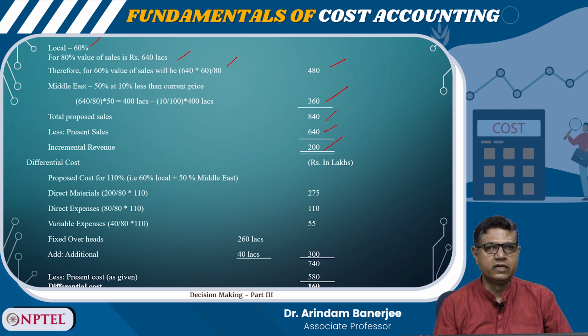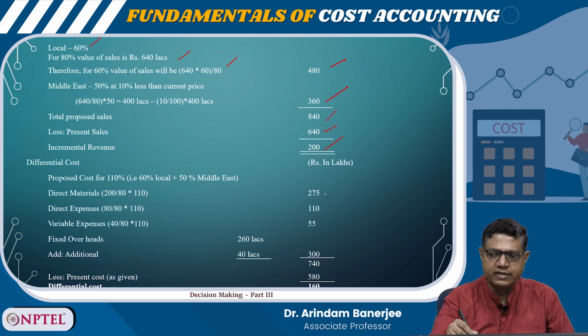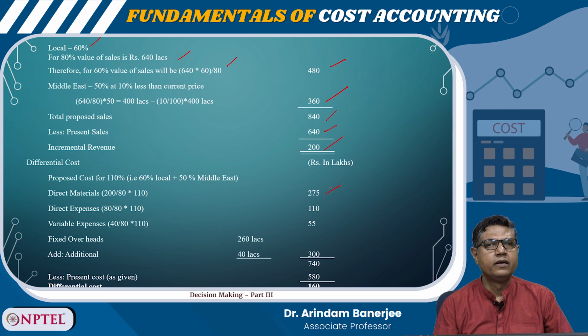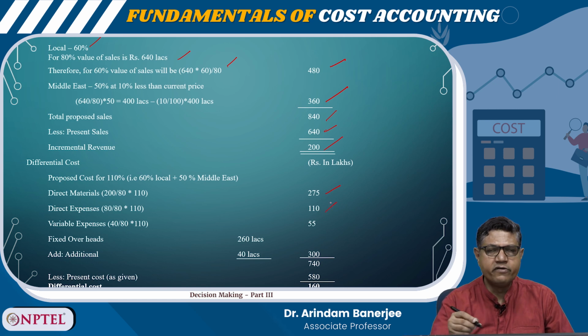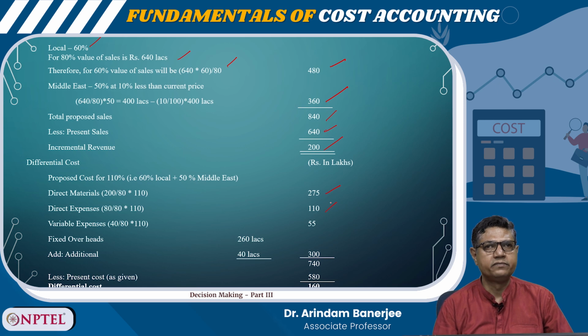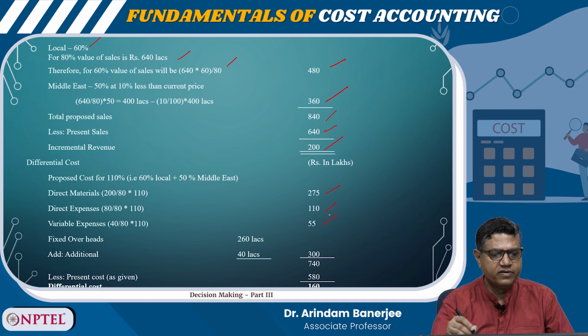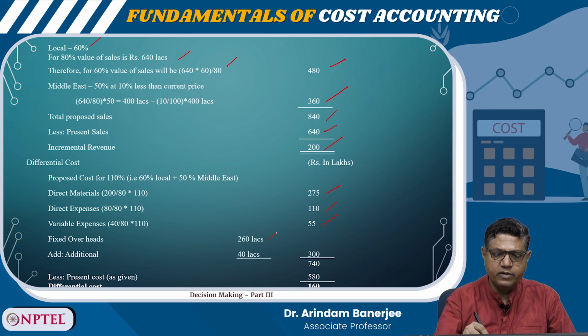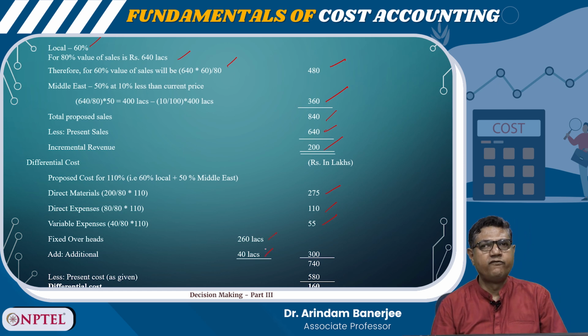Direct material will increase. So, direct material will increase by 275. Direct expenses will increase to 110, and variable expenses will increase by 55. Fixed overhead will remain the same 260 plus additional capacity 40 lakhs.